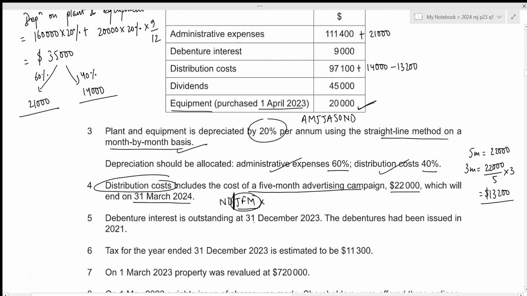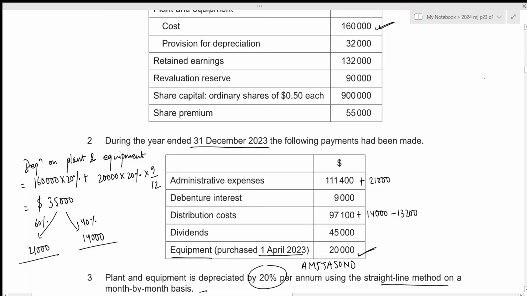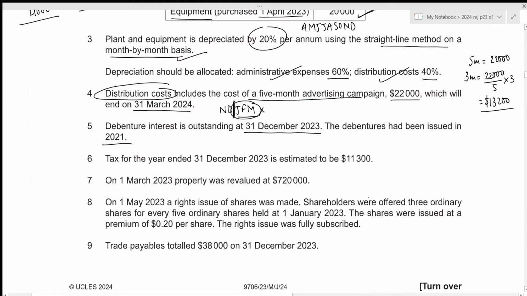Then debenture interest is outstanding at 31st December 2023. The debentures had been issued in 2021. It means that for this year, we use the debenture for the entire year. Let's calculate the total interest on debenture. That will be the debenture amount of 300,000 times the rate of 6%. This will give the debenture interest of 18,000. And we have been given the debenture interest that was paid. Out of 18,000, only 9,000 was paid, and the remaining 9,000 will act as the outstanding debenture interest. So it will be part of our liability. Then we have the tax for the year ended on 31st December 2023 is estimated to be 11,300.